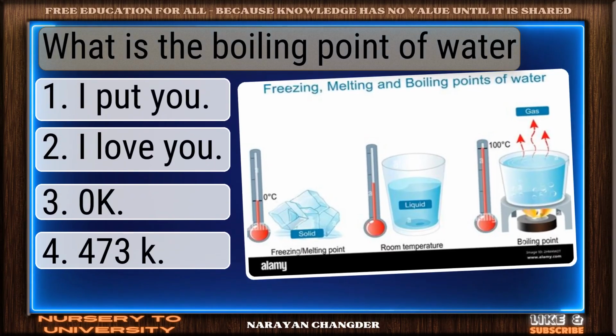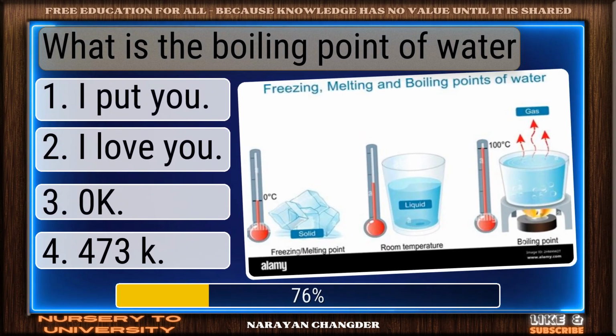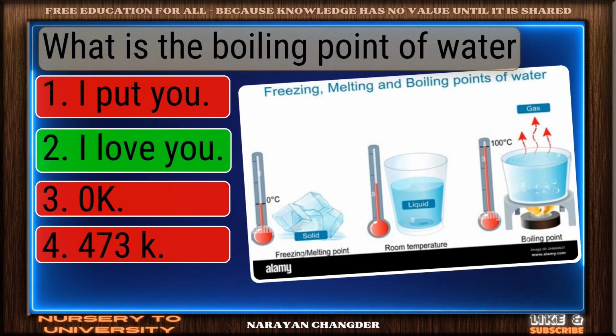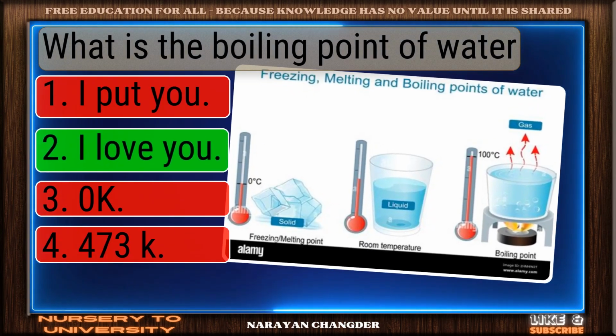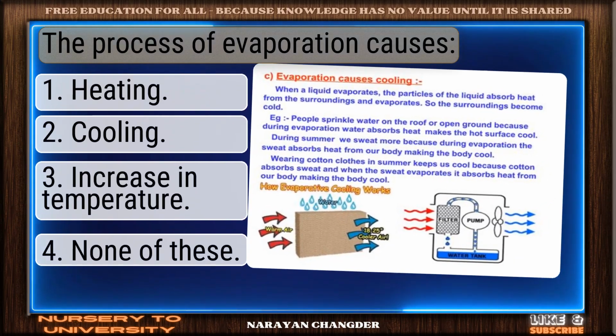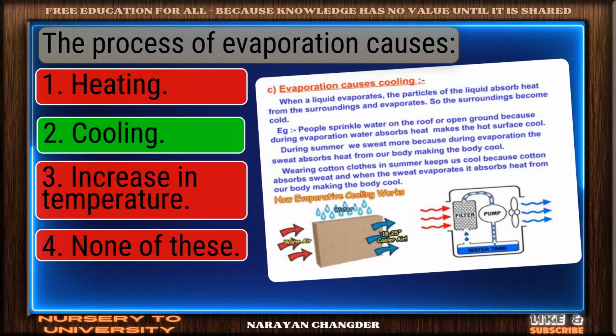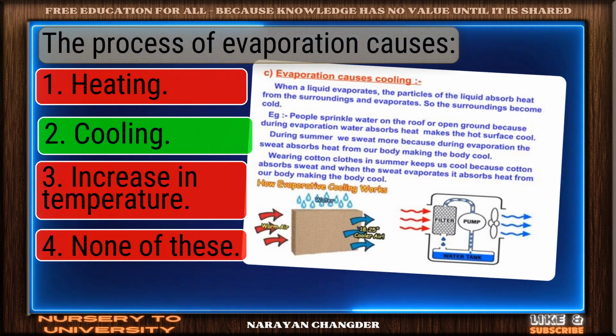Question number 89. What is the boiling point of water? Smart move. 100 degrees Celsius is an accurate answer. Question number 90. The process of evaporation causes? You chose cooling, and it is correct.